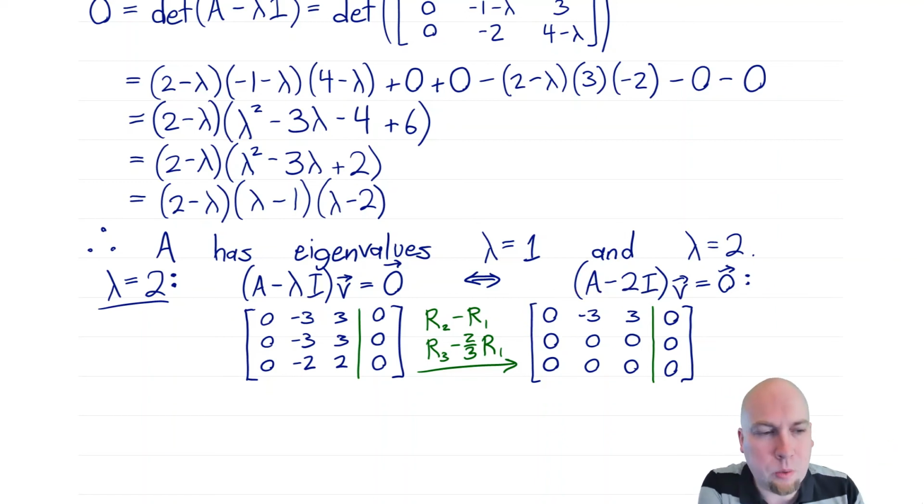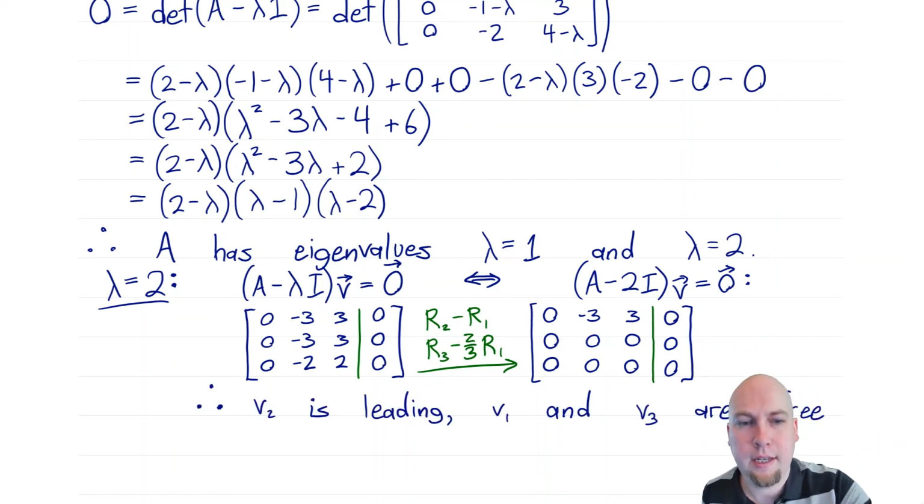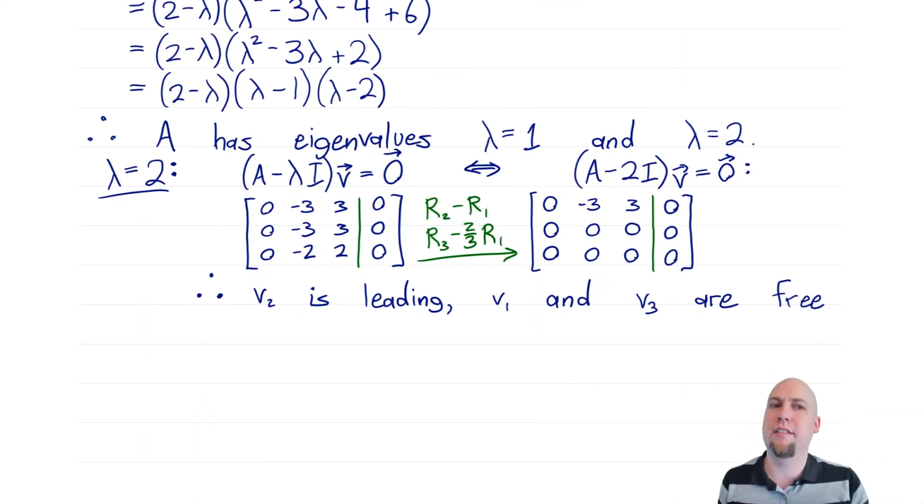So one non-zero equation. Okay, if I look at this now, no leading entry, so V1 is free. Yes, leading entry, so V2 is a leading variable. And no leading entry, so V3 is free. Okay, so I get 2 free variables in this case. So what that means is my solution set is going to be 2-dimensional, right? Remember, it's however many free variables you have. So my solution set, or my eigenspace, is going to be 2-dimensional in this case.